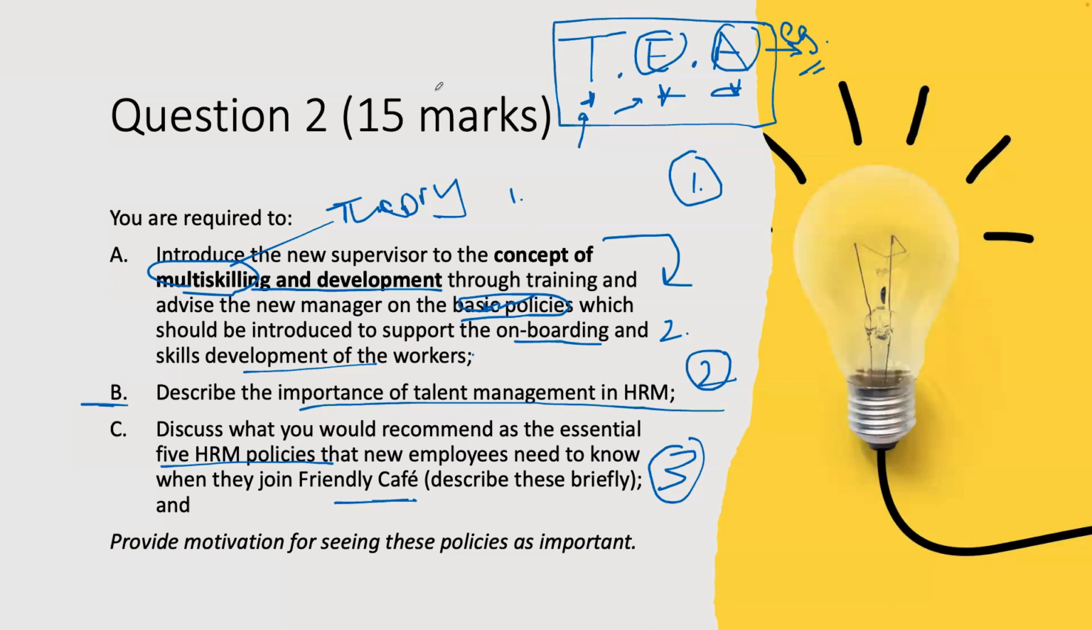So question 2 in 3 parts. The first part is the theory of multi-skilling, and then some suggestions on onboarding and skills development. And then the second paragraph is the importance of talent management in HR using the T principle. And the final paragraph is the 5 HRM policies for new people.